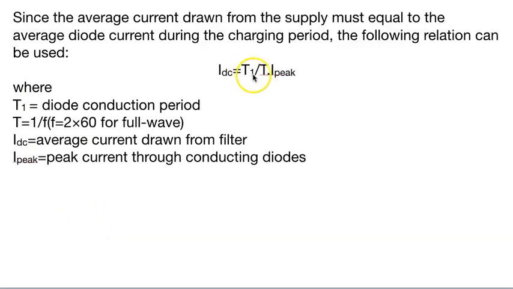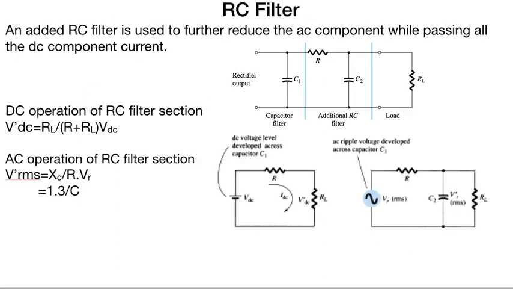IDC is T1 over T into IP. Since the average current drawn from the supply must equal the average diode current during the charging period, the following relation follows, where T1 is the diode conduction period and T is equal to 1 over F. For a full wave, IDC is the average current drawn from the filter and the peak through the conducting diode. This is again the RC filter.